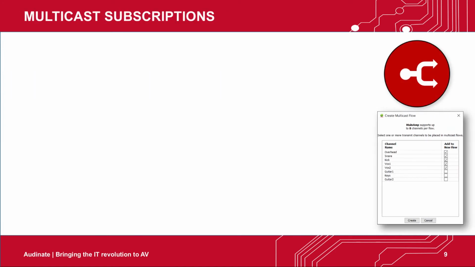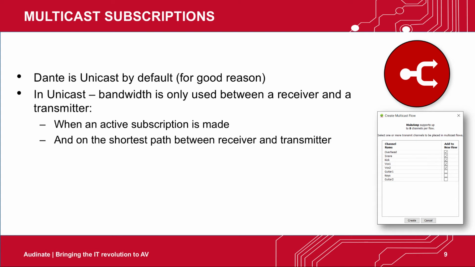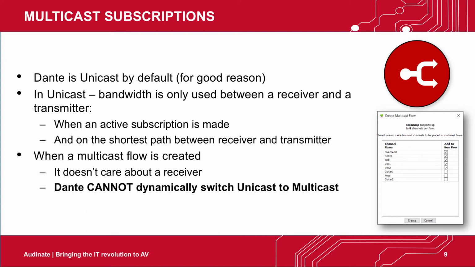Dante is unicast by default for good reason. In unicast, bandwidth is only used between a receiver and a transmitter when an active subscription is made, and on the shortest path between the receiver and the transmitter. When a multicast flow is created, it doesn't care about a receiver. Even if there's no subscriber, it still uses bandwidth everywhere. Dante cannot dynamically switch unicast to multicast.